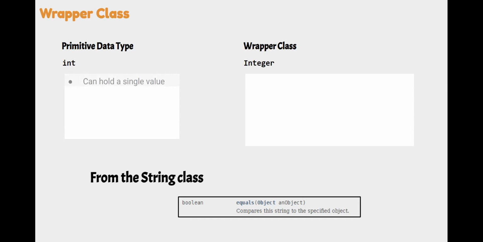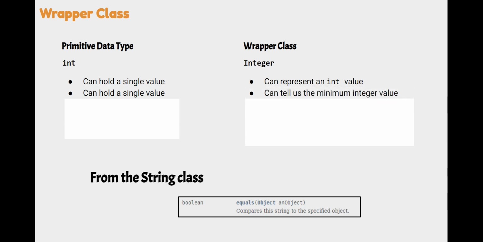The primitive data type int can only hold a single value. We can put an integer value in it, anywhere from that negative 2 billion number to the positive 2 billion number, while the Integer wrapper class can represent an int value, which means it has a member variable that stores an int value. The primitive data type int, again, all it can do is hold a single value.